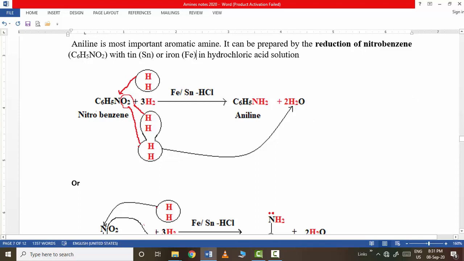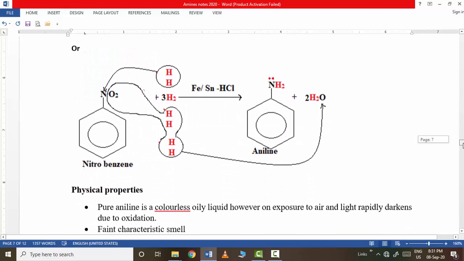So when nitrobenzene is undergoing reduction in the presence of iron or tin in hydrochloric acid solution, it will give you aniline and 2 molecules of water. Or sometimes, since it is an aromatic amine, you might be asked to write the reaction in the form of a ring-like structure. So I have also written the ring-like structure formula here. You can see this represents C6H5NO2.